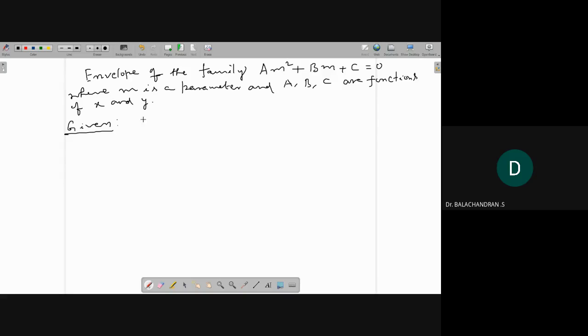So what is given here? A M square plus B M plus C equal to 0. This is equation one. Here M is a parameter. Okay, now differentiate equation one.